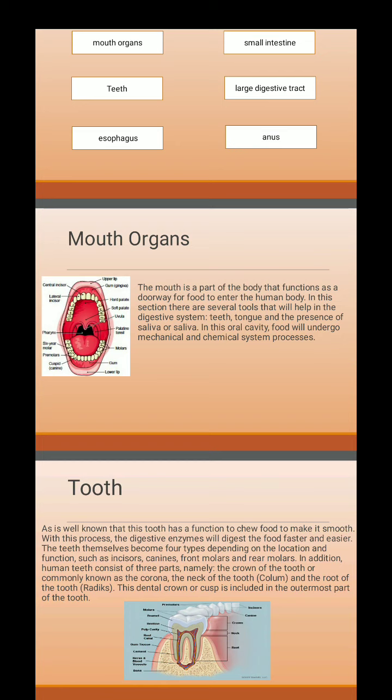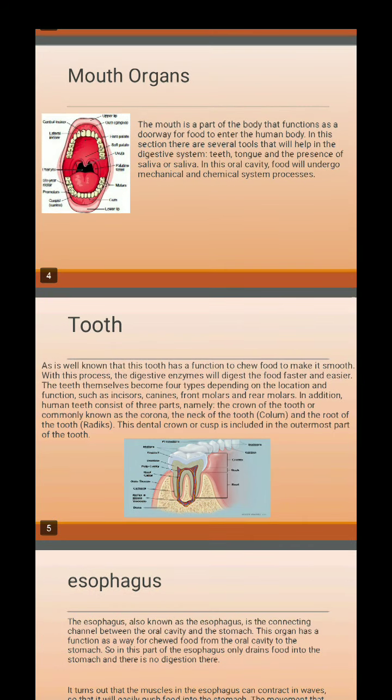Alright, and here we have mouth organs. The mouth is a part of the body that functions as a doorway for food to enter the human body. In this section, there are several tools that will help in the digestive system. Examples are teeth, tongue, and the presence of saliva. In this oral cavity, food will undergo mechanical and chemical processes.